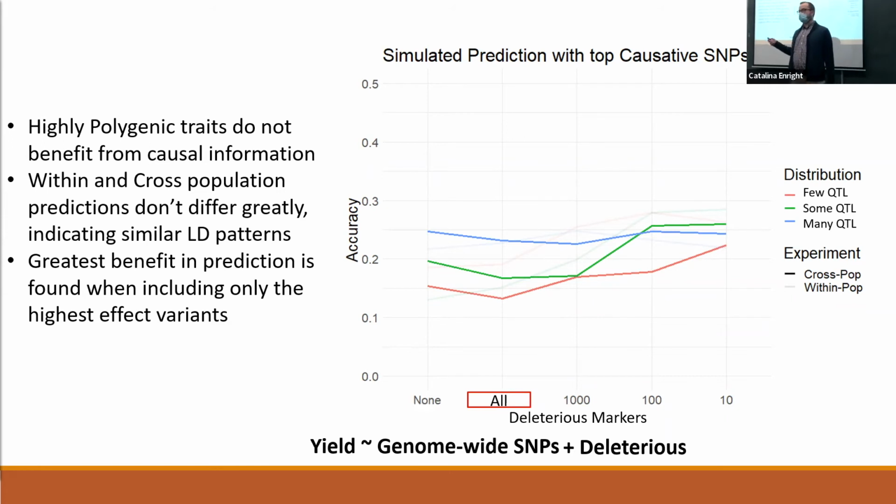Then as we move, we include all of them, and then as we go down to just the top deleterious SNPs. And the different colors are those genetic architectures. And right now we're just looking at the cross-population results.